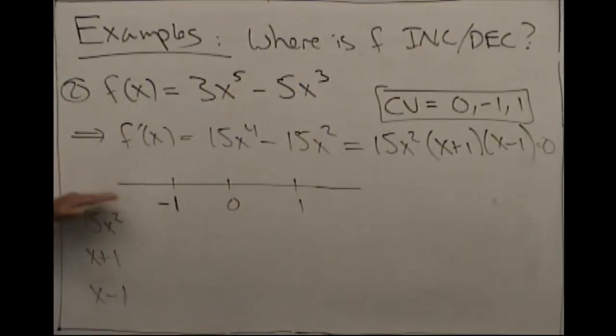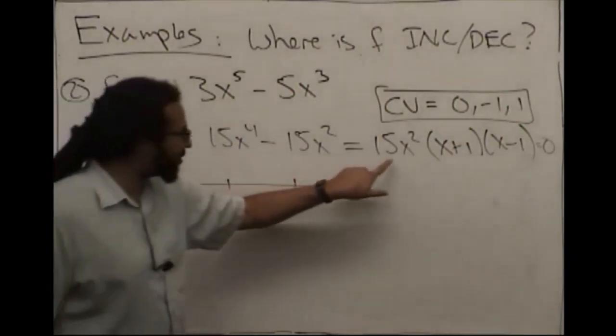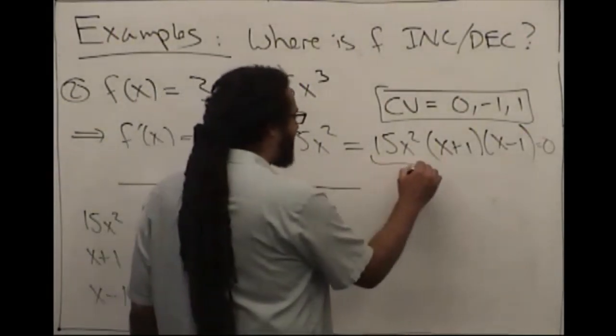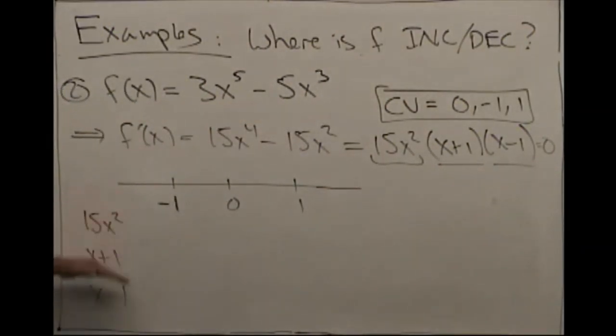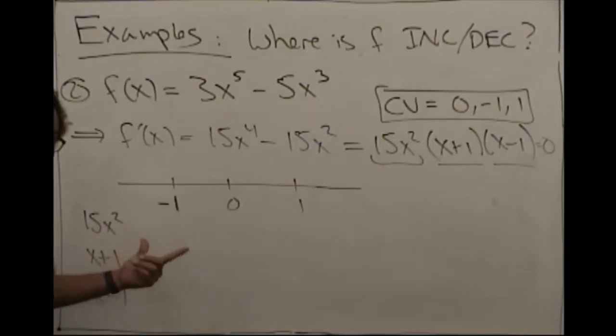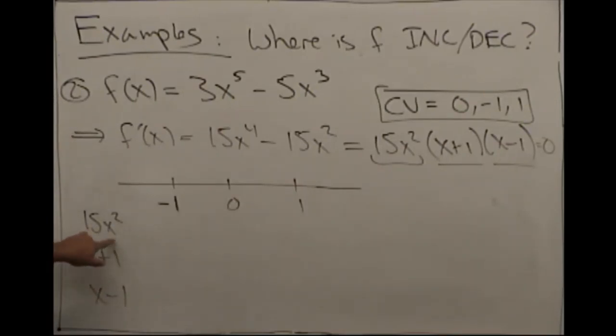Off to the side, I will write the factors of the first derivative. So 15x squared, x plus 1, x minus 1. You can write whatever factors on the side look convenient to you. For example, I could have broken this up as 15 and then x squared and then x plus 1 and then x minus 1, but whatever is comfortable for you. So what do we know about the sign of these things?